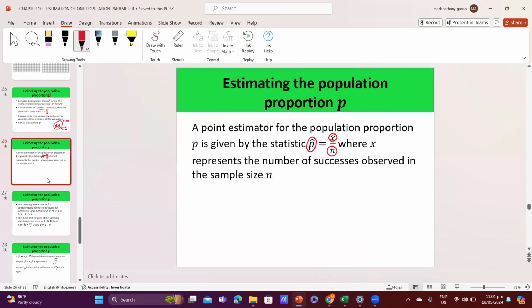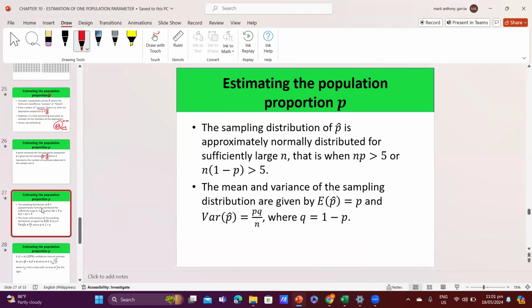Now, since we are doing sampling from a population, the sample proportion p hat also has a sampling distribution, just like the sampling distribution of the sample mean X bar. However, in the lesson about sampling distribution, we only studied the sampling distribution of the mean X bar. We did not study the sampling distribution of the sample proportion. So in this slide, we can now describe or characterize this sampling distribution of p hat.